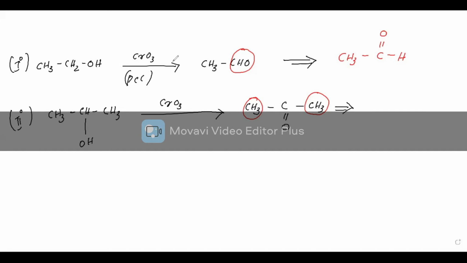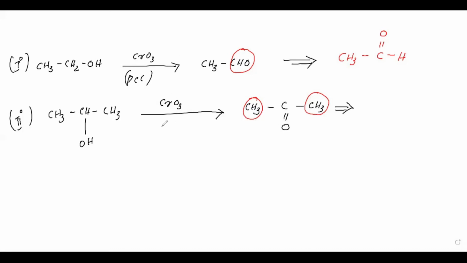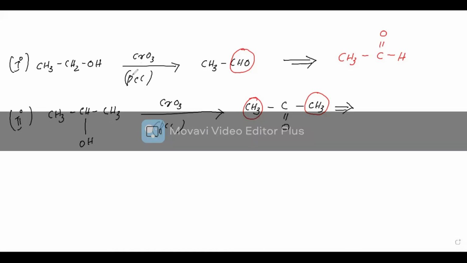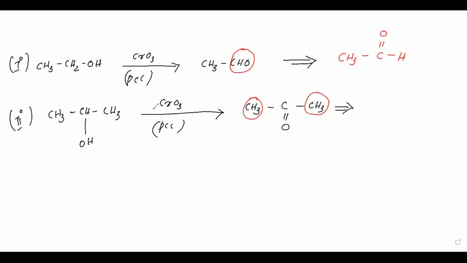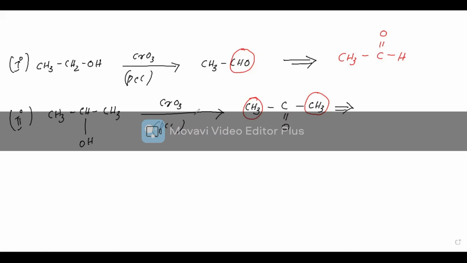Okay. Then here also the chromium trioxide can be replaced by PCC. So when the primary alcohol is oxidizing in the presence of PCC or chromium trioxide, we get aldehydes. And when the secondary alcohol is oxidizing in the presence of PCC or chromium trioxide, we get ketones. Okay, this is the first common preparation, called oxidation of alcohols. It's a common preparation for aldehydes and ketones.